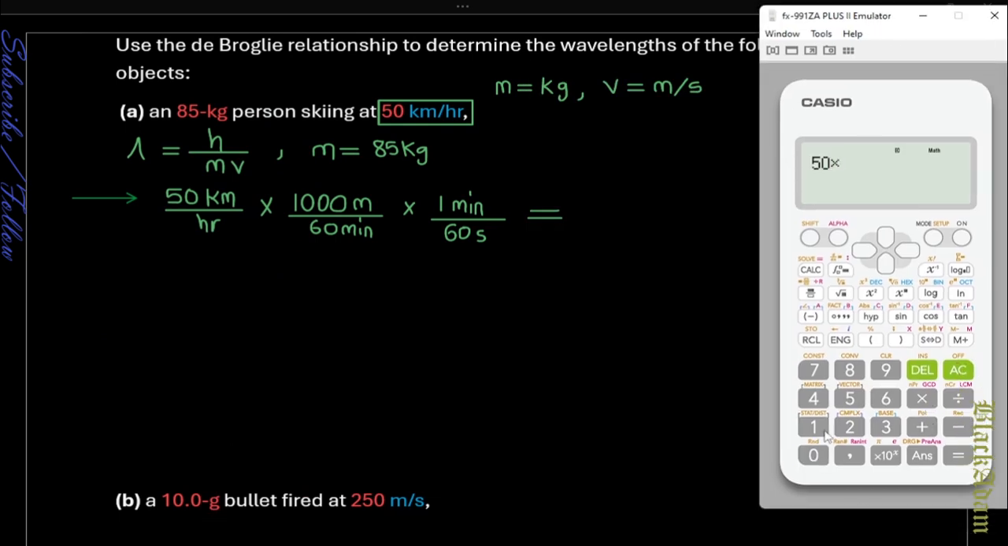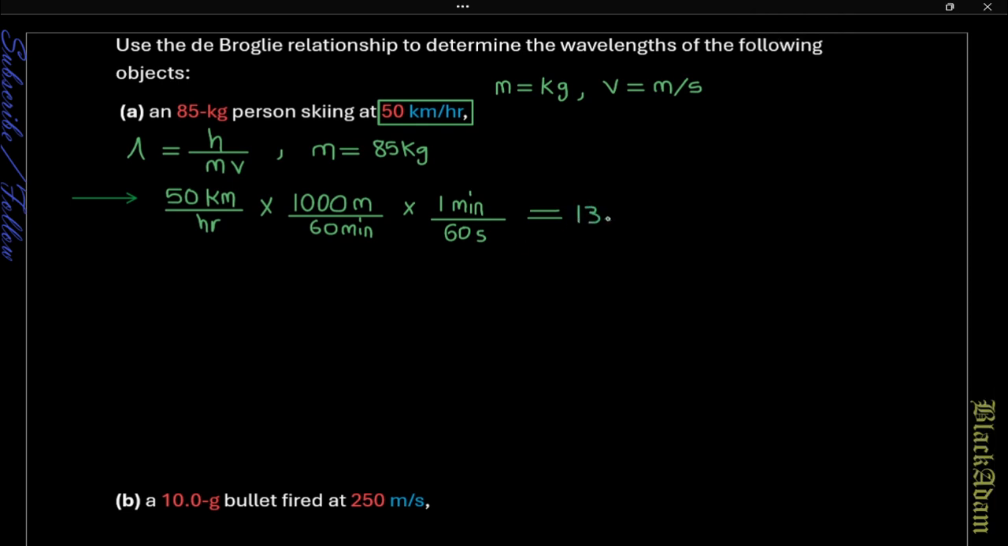We have 50 multiplied by 1000 divided by the product of 60 times 60, so that gives us 13.89 meters per second. And then from there we have de Broglie's relationship, with Planck's constant, which is 6.626 multiplied by 10 to the power negative 34 joule seconds.